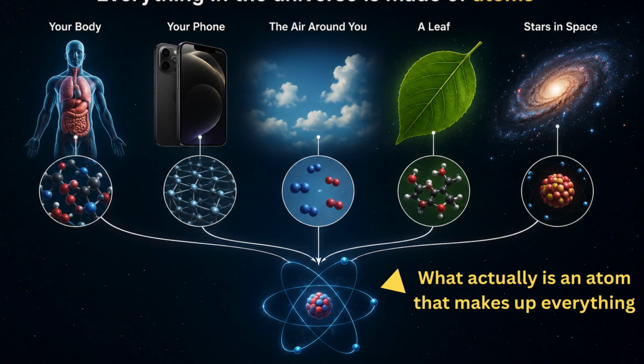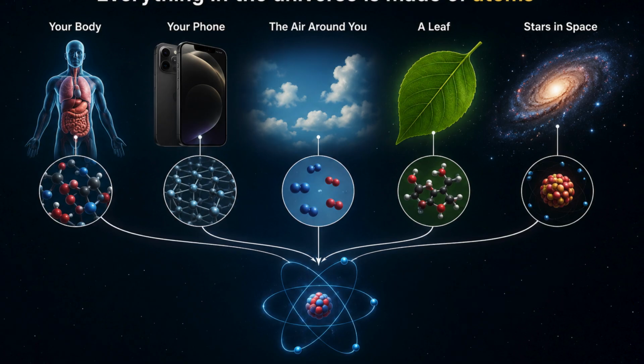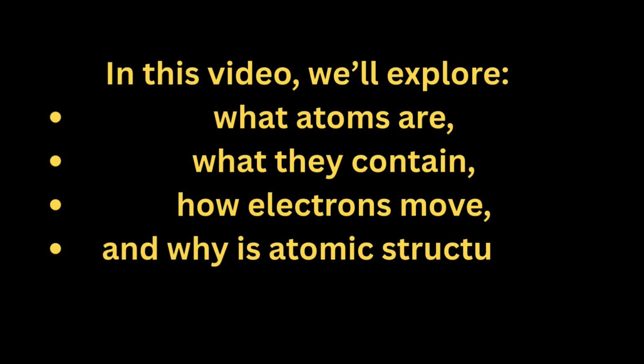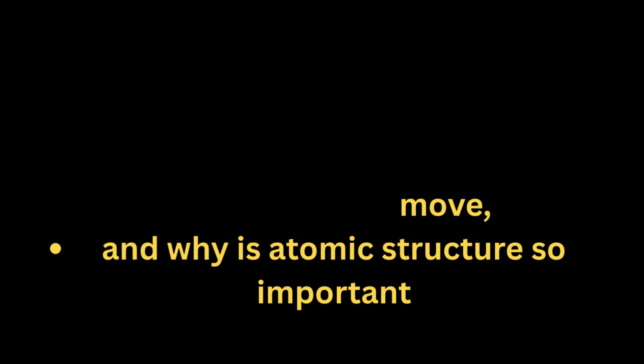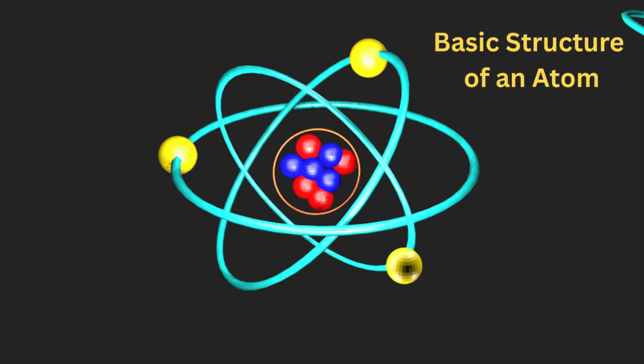For thousands of years, scientists tried to understand what matter is made of. Today, we know that atoms are the building blocks of everything in the universe. In this video, we will explore what atoms are, what they contain, how electrons move, and why atomic structure is so important. An atom is the smallest particle of an element that can still behave like that element.